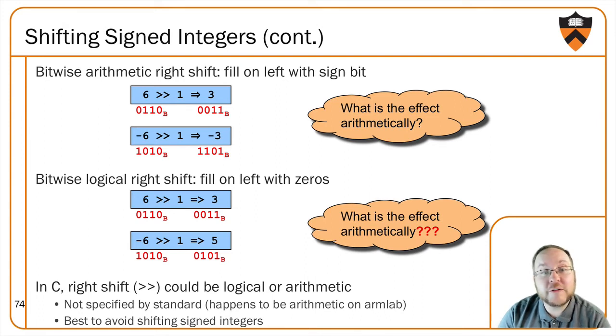In Java, there are in fact separate operators for these two algorithms. Greater, greater, greater, the triple shift, shifts 0 into the leftmost position, while the double shift, just greater, greater, shifts the sign bit into the leftmost bit, maintaining the sign. In C, though, the standard doesn't actually specify between these two options. Most machines, including ARMLab, implement arithmetic shifts. But because it's not the standard, it's a non-portable element of the language and thus should be avoided.